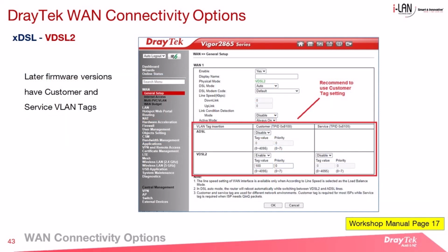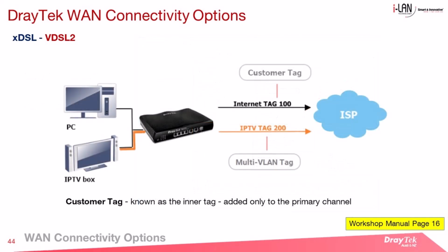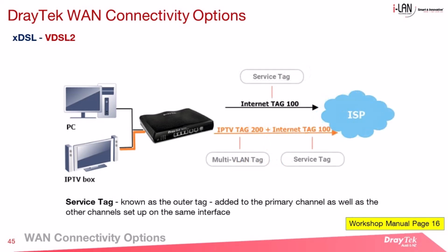In later firmware versions, you'll notice that you have customer and service VLAN tags, which can be confusing if you're not sure which one to use. It's recommended to use just the customer tag setting in Australia. So the customer tag is also known as the inner tag, and this is added only to the primary WAN channel, whereas the service tag is known as the outer tag and is added to the primary channel as well as the other channels set up on the same interface. So that's mainly when you get into IPTV and that sort of thing.